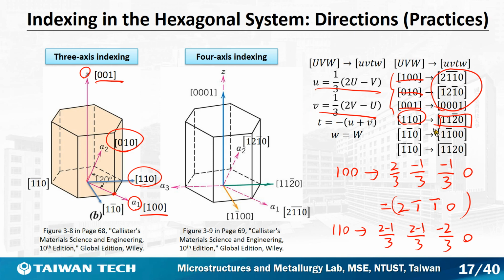Okay, and for 1, minus 1, 0, this is the point. How to get it? Because this is 1, right? This is 1, 0, 0. How about this one? This one is 0, minus 1, 0.